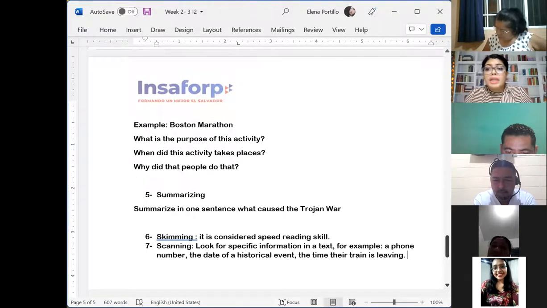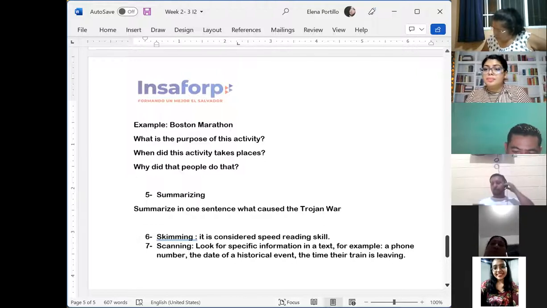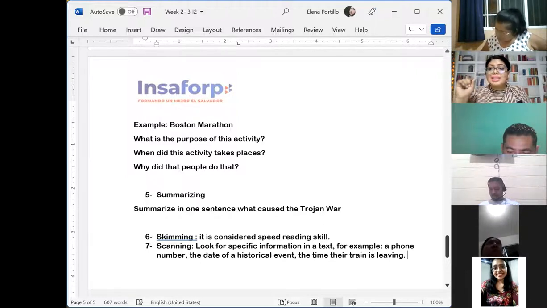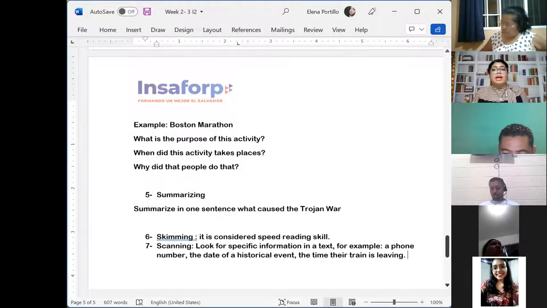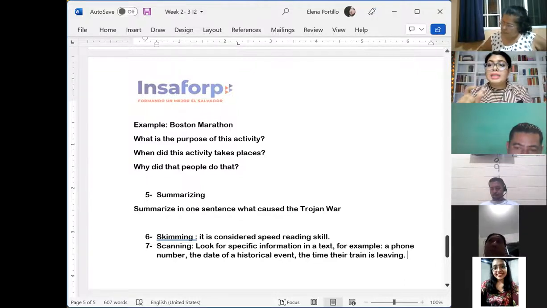World War, and we have to find the dates, the important dates. So in that case, we are not going to read, we are going to look for the date, the numbers. In that case, we are searching the numbers, and then when we find a number, we are going to read the sentences that are with the date. So in that case, we have the answer.